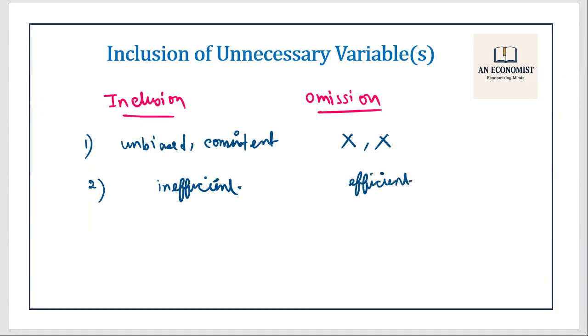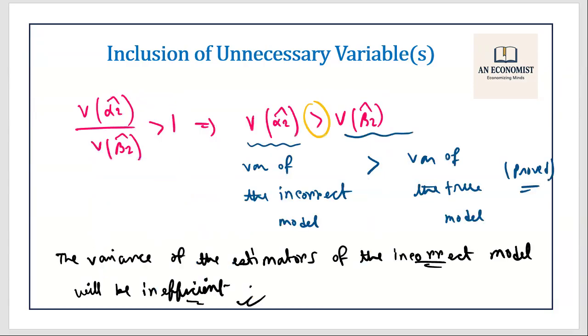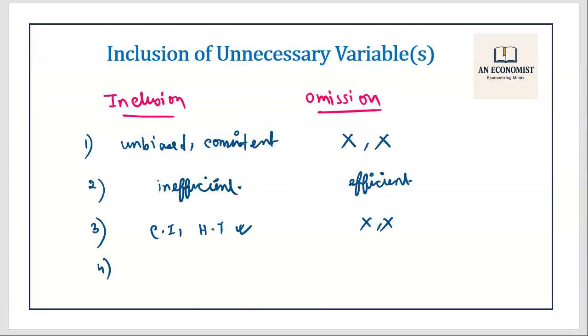The variance of the incorrect model was lower than the variance of the true model, so that is why it is efficient in nature. Here the confidence interval and the hypothesis testing are valid; here they both are not valid. And the fourth point is the impact on degrees of freedom. Since we are including more variables, degrees of freedom will be lower, and if you are omitting, degrees of freedom will be higher. These are the comparative studies you can do between the two.